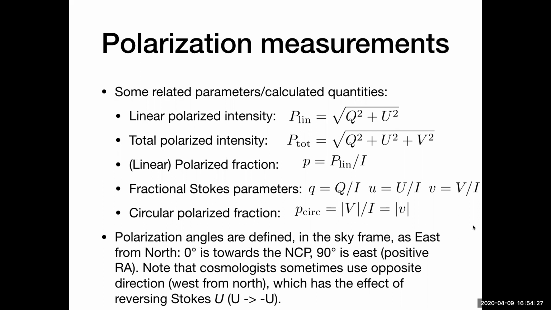There is a uniform standard defined by the IAU for this, which is that 0 polarization angle is always northwards towards the north celestial pole, so towards declination plus 90. And polarization angles increase to the east from north, so that pointing eastwards, or towards positive right ascension, is a 90-degree polarization angle.